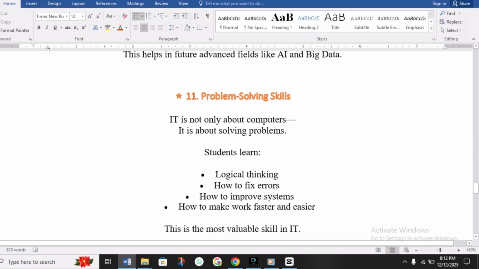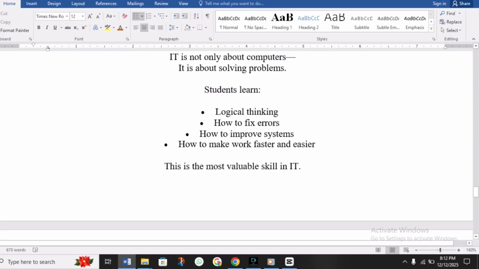Problem solving skills. This is not only about computers, it is about solving problems. Students learn logical thinking, how to fix errors, how to improve systems, how to make work faster and easier. This is the most valuable skill in IT.